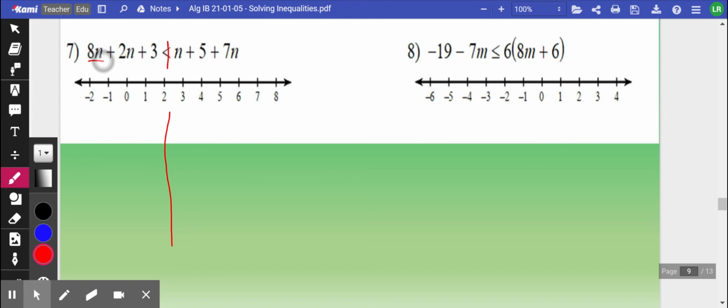So the 8n and the 2n need to be added together. 8n plus 2n is 10n. And the 3 plus 3. On the right side, I have 1n and 7n. That's going to be 8n. Now notice, I did not just add all the n's. You got to stay on your own side. Okay? So my variables are still on both sides.